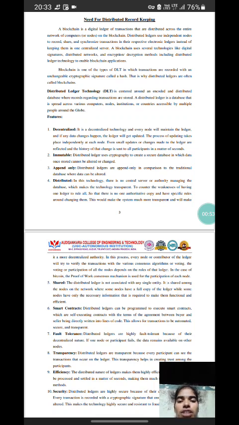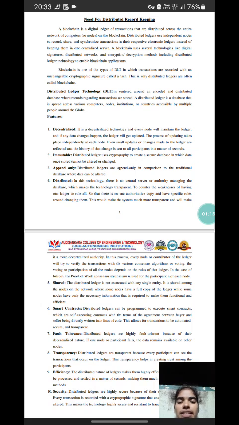Distributed ledger technology is centered around an encoded and distributed database where records regarding transactions are stored. A distributed ledger is a database that is spread across various computers, nodes, institutions, or countries, accessible by multiple people on the globe. Features. First one, decentralized.